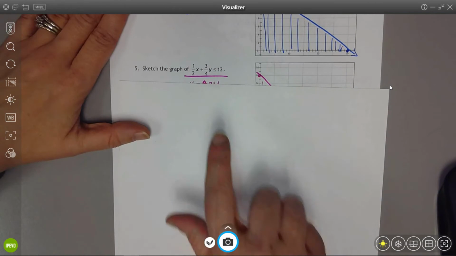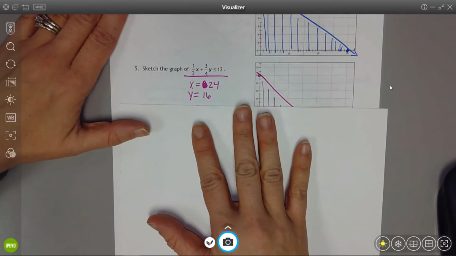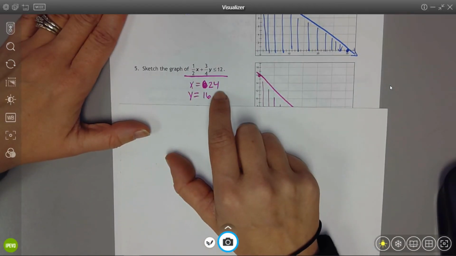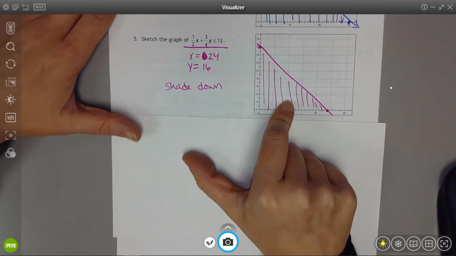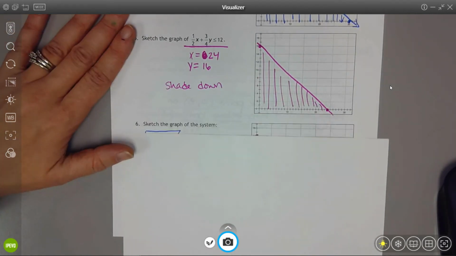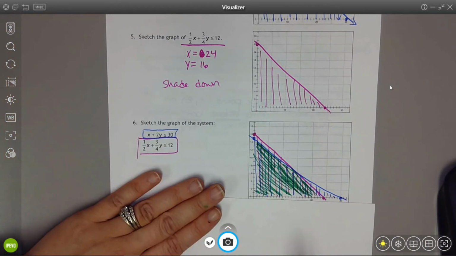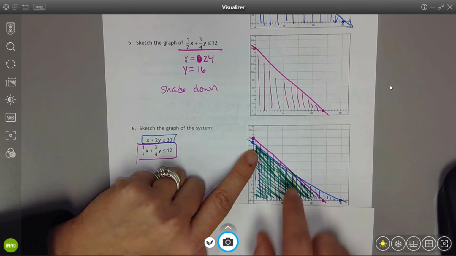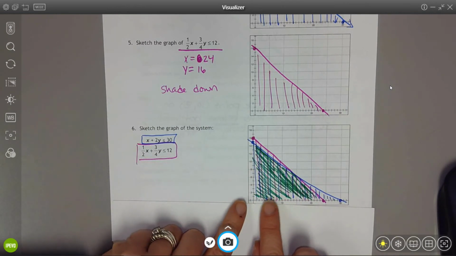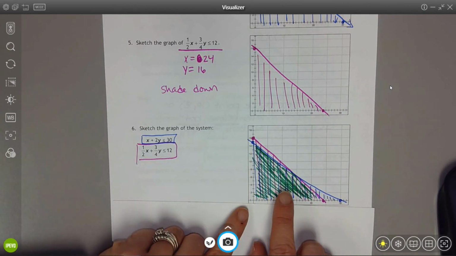Okay, sketch the second graph. If I find my intercepts here, I get that X is 24 and Y is 16. So that's what Shelly's graph would look like. And here we're going to combine both of those together. Now, when we combine both of these inequalities together, the part that holds true is where the shading overlaps.